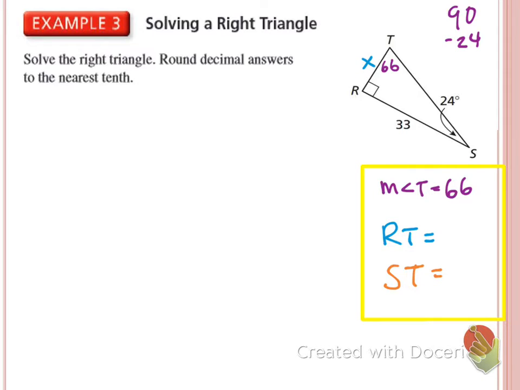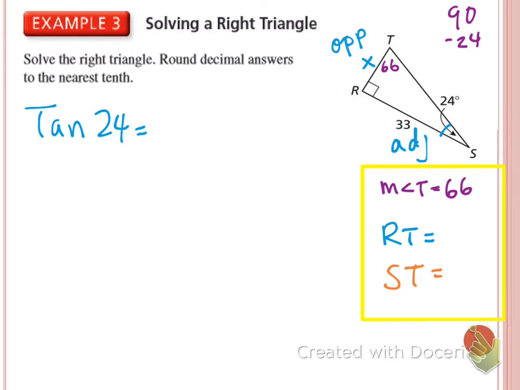But remember, when you go back to list your answers, there's no X in this problem. You have to say RT equals. So we're going to do from 24. What kind of side is X? Opposite. What kind of side is 33? Adjacent. So which trig ratio will we use? Tangent. From what angle? 24. So if you know the angle, you have to write the angle. If you don't know the angle, that's when you write the letter.